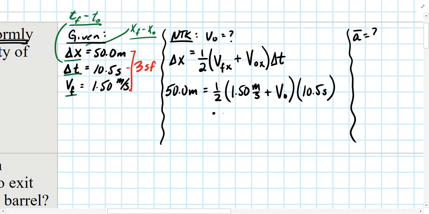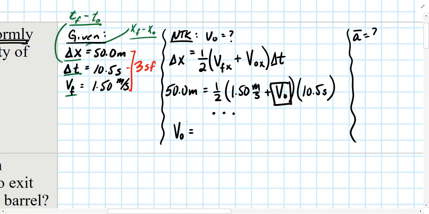So there are a few algebra steps in order to solve for v naught here, in order to get it by itself. We could multiply both sides by 2, divide both sides by 10.5 seconds, and then subtract 1.5 meters per second. So I like to make a mental note of that and a map, if you will, of the process that we're going to go through to get v naught by itself.